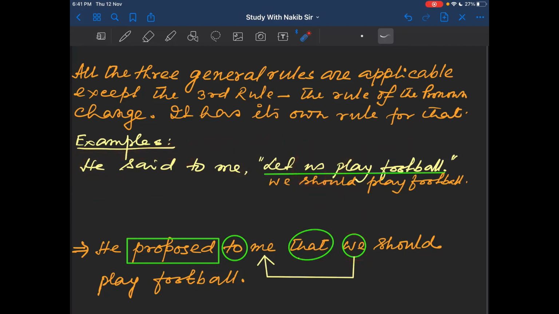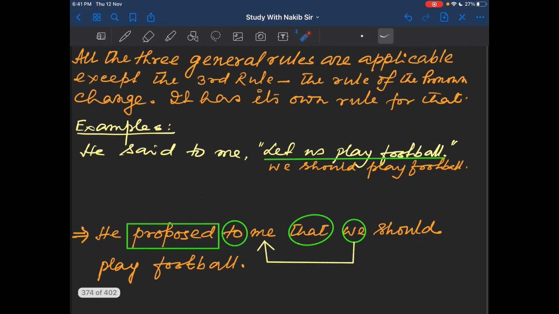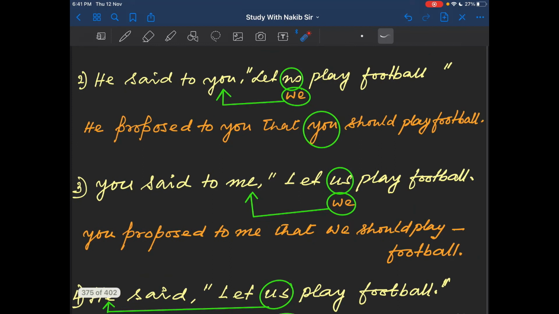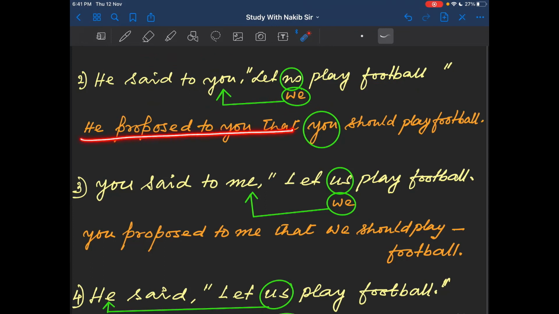So your answer is here. He proposed to me that we should play football. It is one rule. And go to the second example, then you can understand the other rules. Number 2. He said to you, let us play football. See the reporting speech. The reporting speech has no first person pronoun. It has the second person pronoun. So this we will be changed to the second person pronoun. That means we will become you here. See the answer. He proposed to you that.